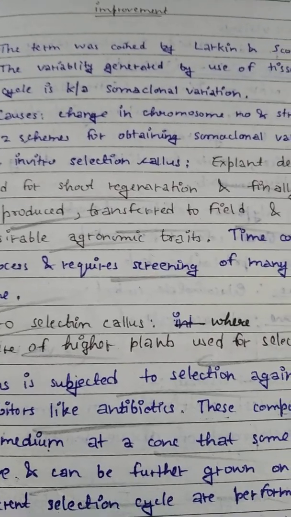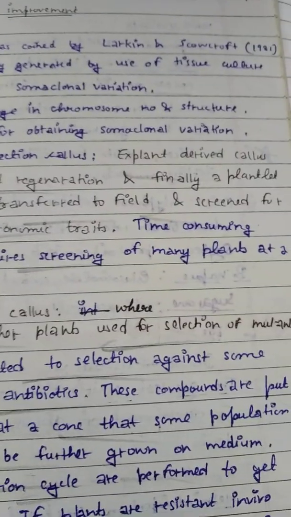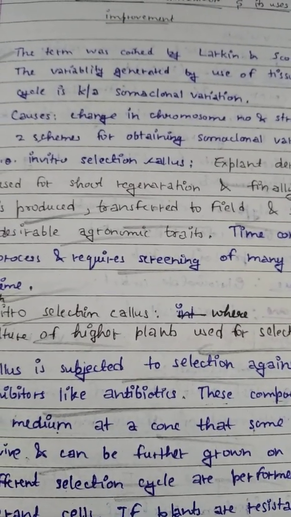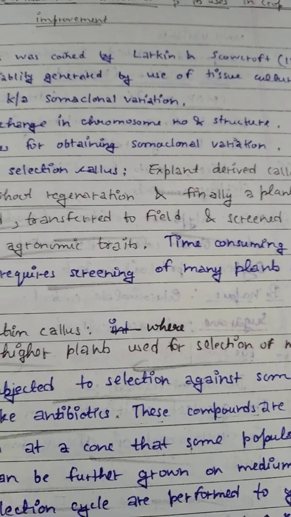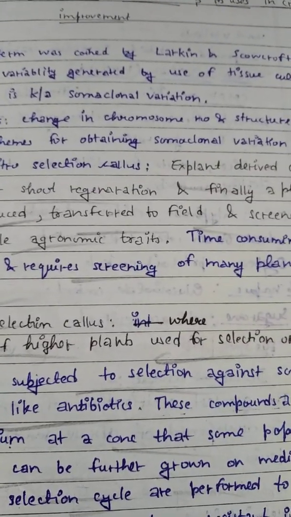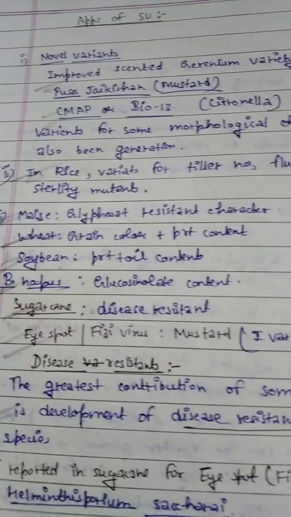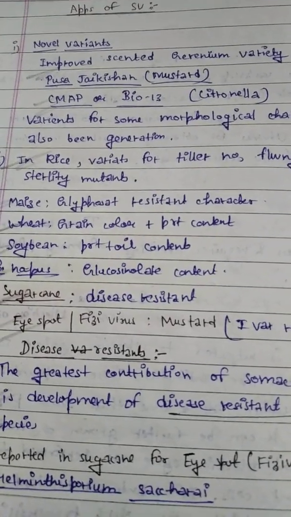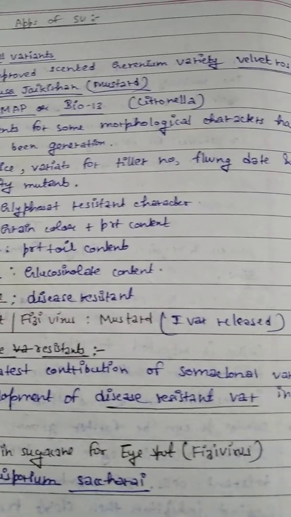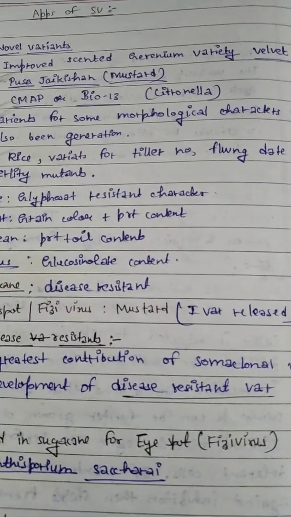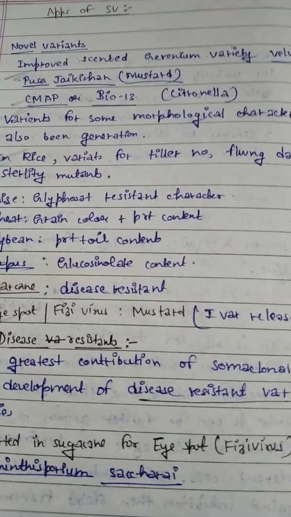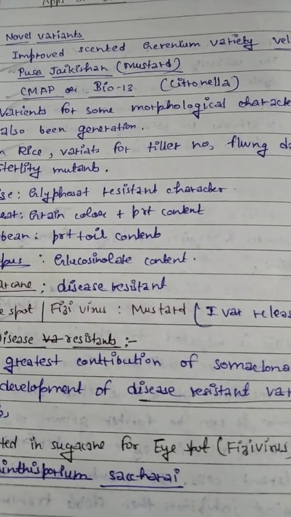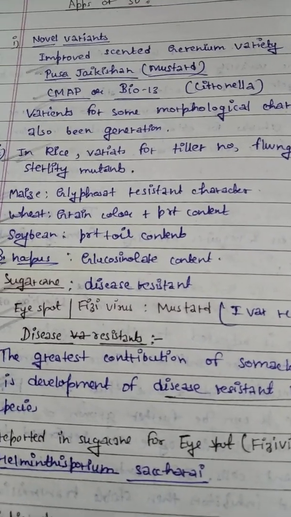Now students, somaclonal variation is often asked. What is it? The variability generated by use of tissue culture techniques is called somaclonal variation. And who gave the term somaclonal variation? It is also asked. Larkin and Scowcroft coined the term. Please remember it. Some applications of somaclonal variation are often asked in objective questions. The improved geranium variety Velvet Rose has been developed by somaclonal variation. The Pusa Jaikisan variety of mustard is developed by somaclonal variation. CIMAP Bio 13, a variety of citronella, is also developed by somaclonal variation.